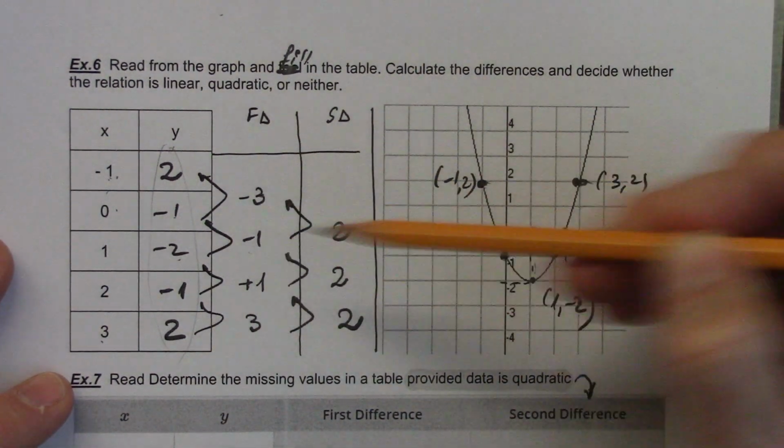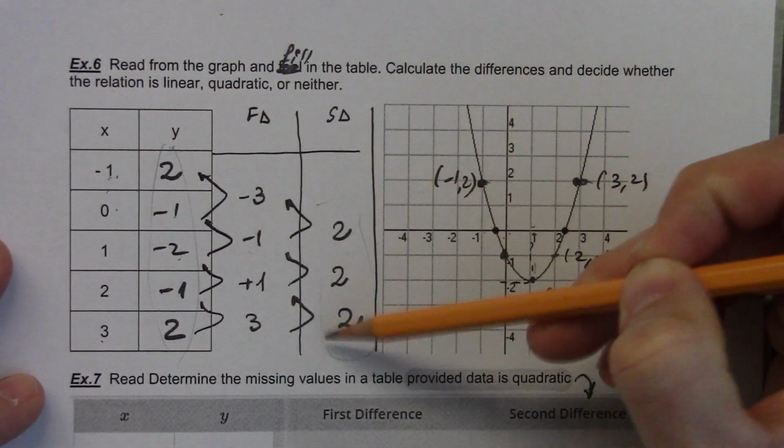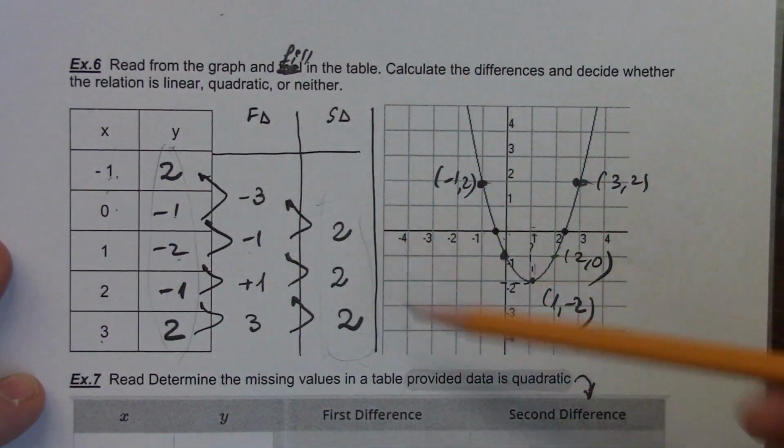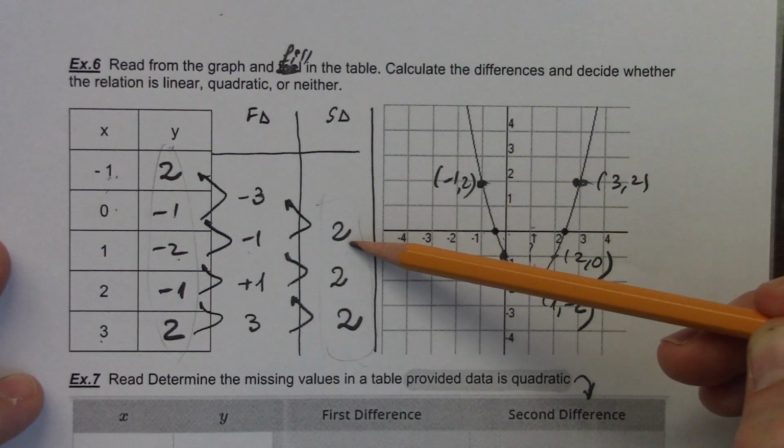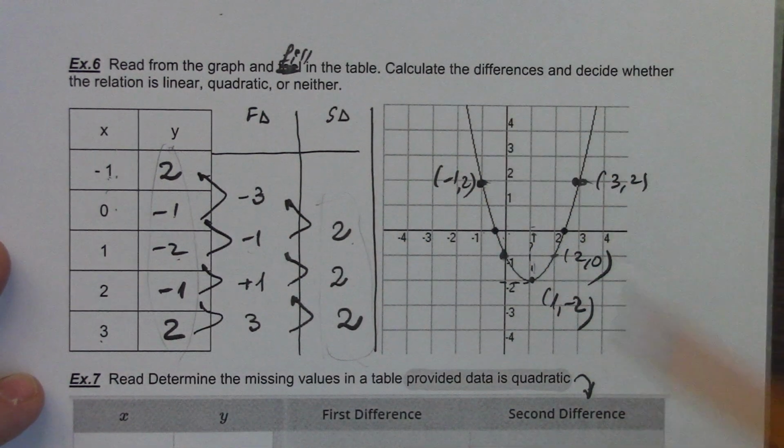We then do the same thing and get our second differences. And what we find out here is that it is a quadratic. Why? Because the second differences are the same. So we know it's a quadratic relation.